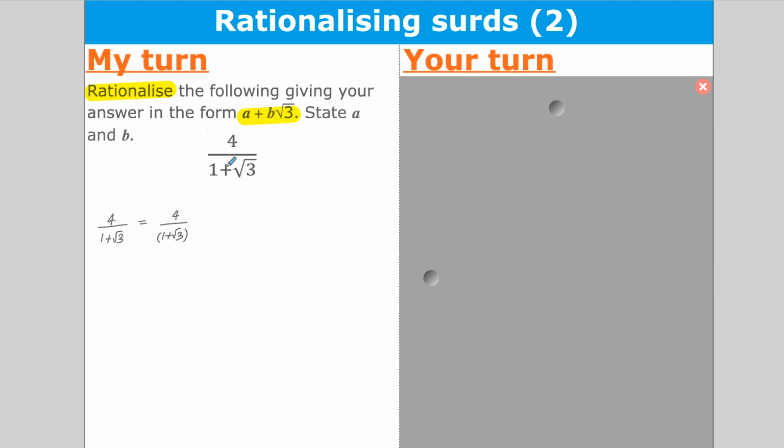Well, this bottom here is of the form a plus b, where a is 1 and b is root 3. We're going to want to multiply it by a subtract b. So we multiply the top and bottom by 1 subtract root 3 over 1 subtract root 3. And hopefully you'll see this will eliminate the surd on the bottom. So on top, what do we get?